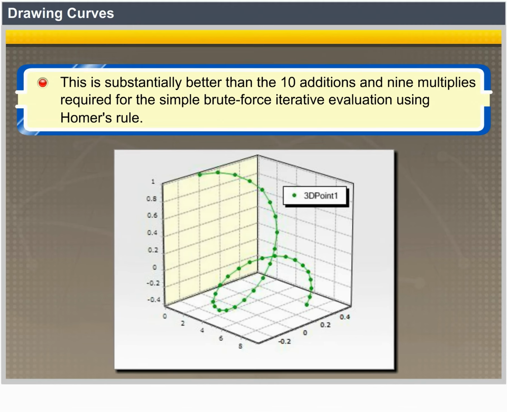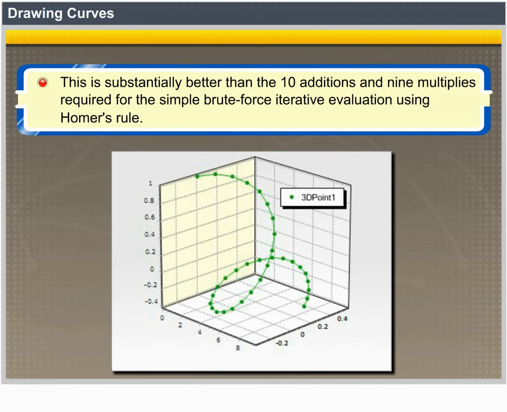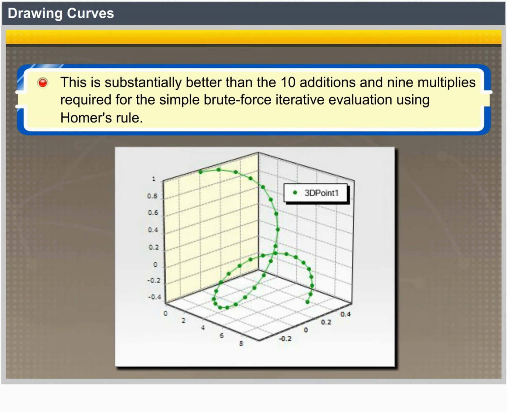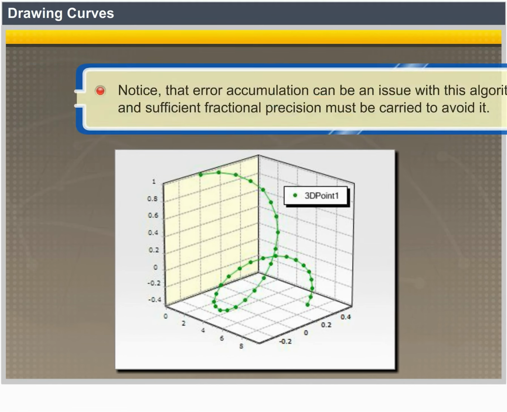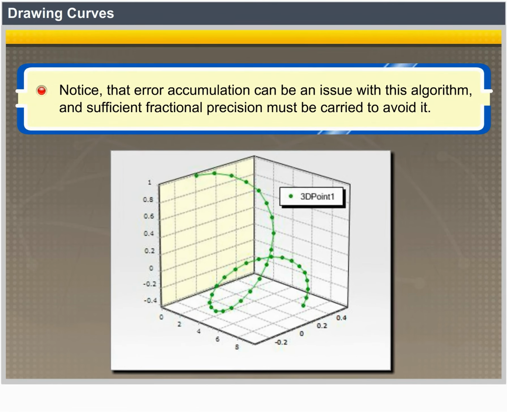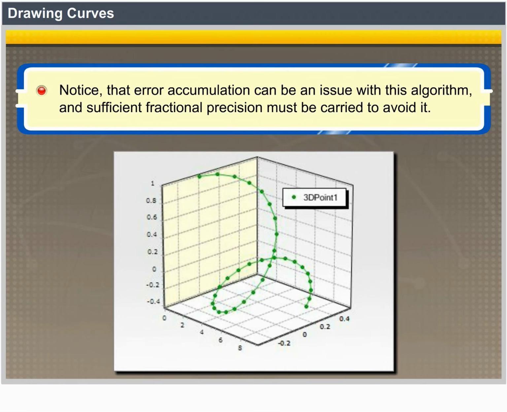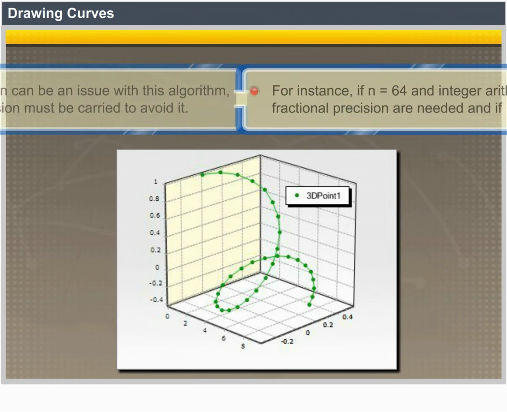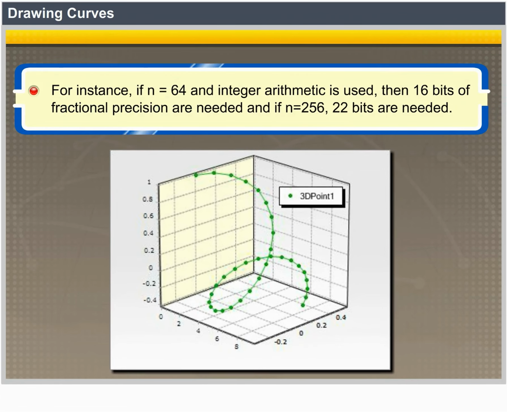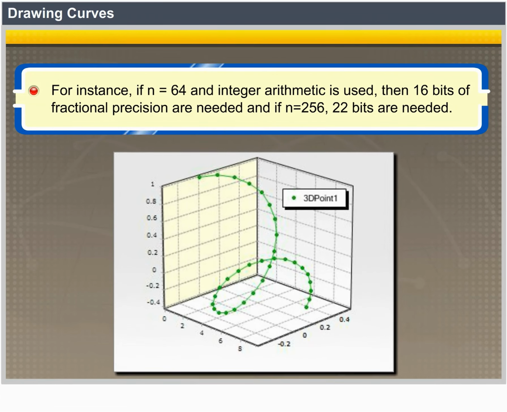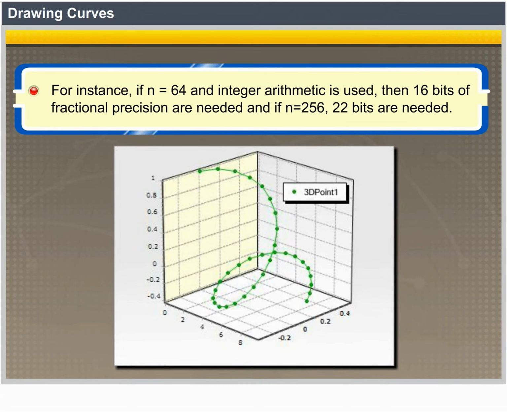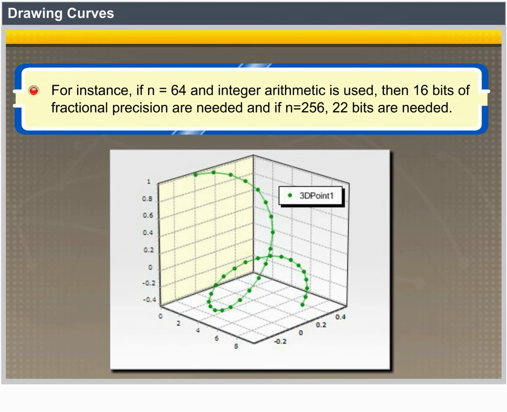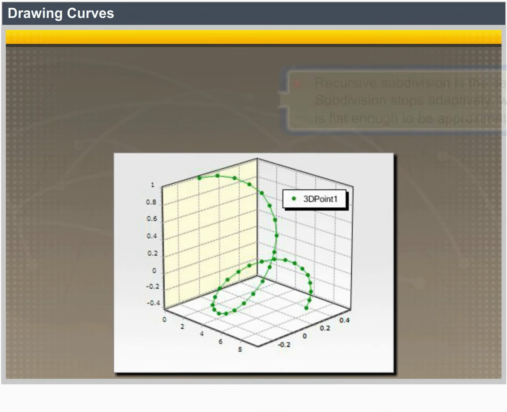This is considerably better than the 10 additions and 9 multipliers needed for the simple brute force iterative evaluation using Horner's rule. Notice that error accumulation can be an issue with this algorithm, and sufficient fractional precision must be carried to avoid it. For instance, if n equals 64 and integer arithmetic is used, then 16 bits of fractional precision are needed. If n equals 256, 22 bits are needed.